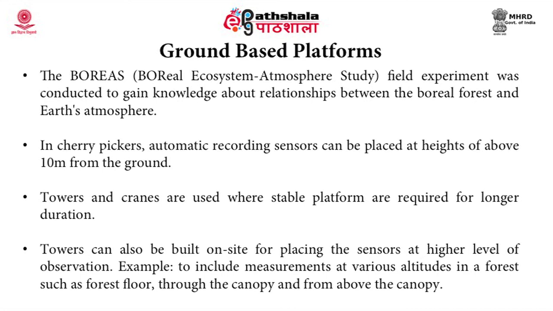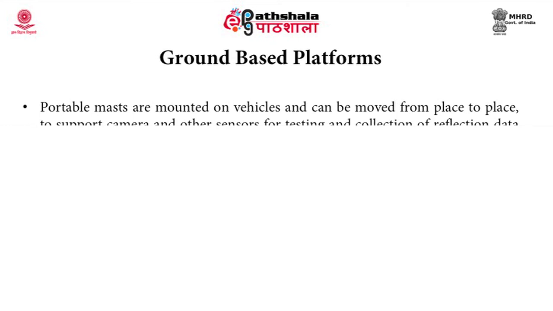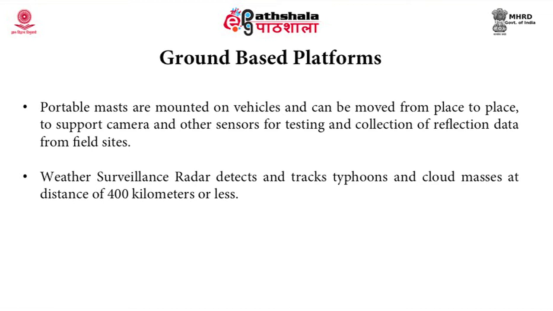Portable masts are mounted on vehicles and can be moved from place to place to support cameras and other sensors for testing and collection of reflection data from field sites. Weather surveillance radar detects and tracks typhoons and cloud masses at distances of 400 kilometers or less.